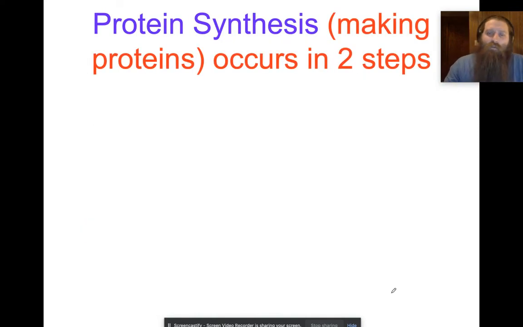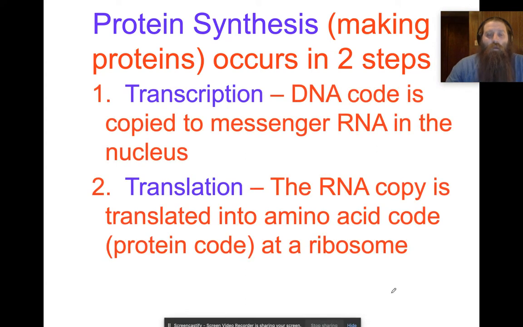Now, protein synthesis has two steps, okay? The first step is transcription, and the second step is translation. There's an easy way to remember which one comes first.